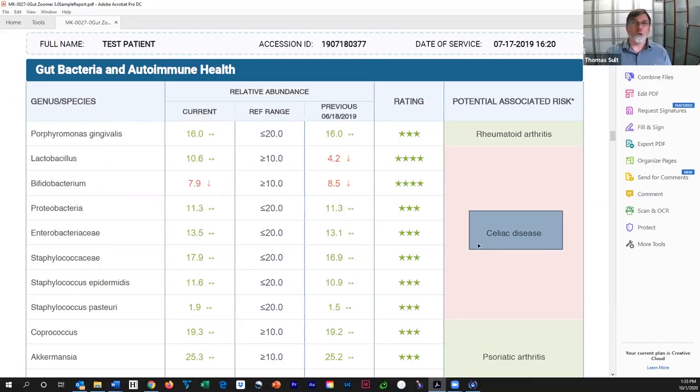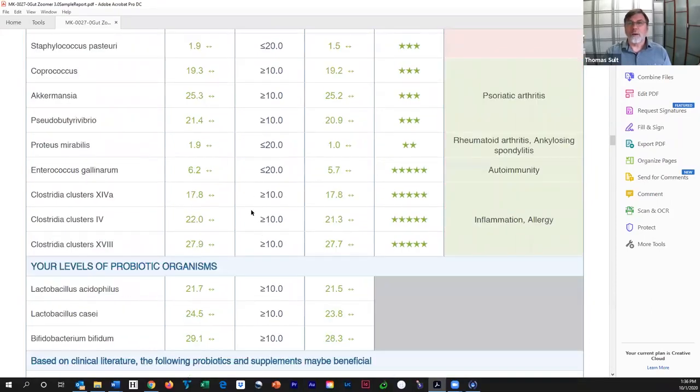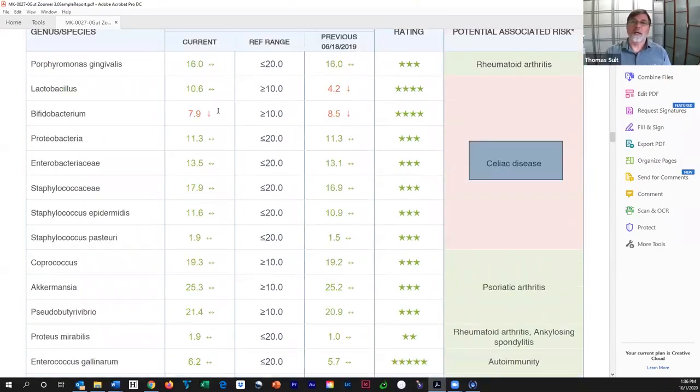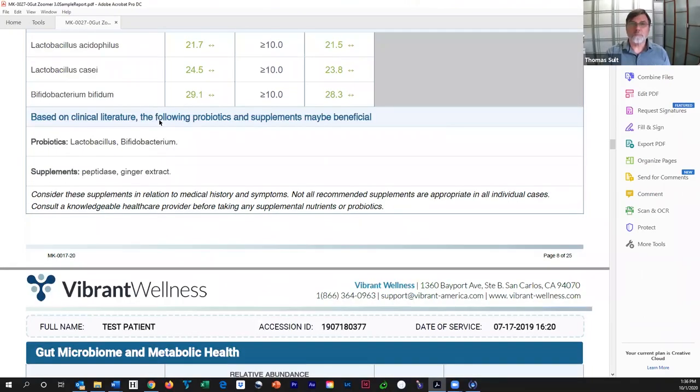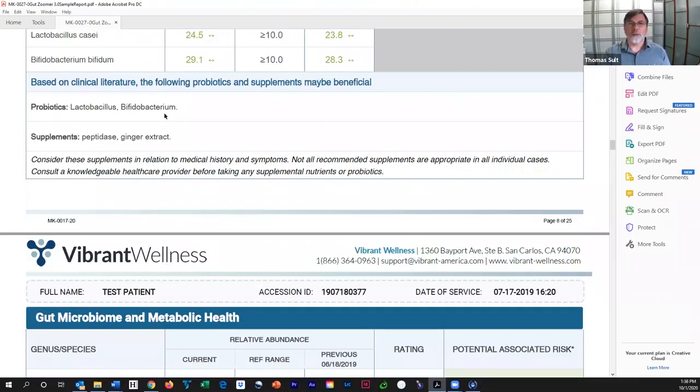Now, if you don't have the genetic predisposition for celiac disease, it really doesn't matter what your gut microbiome is, you're not going to get celiac disease. However, if you have celiac disease and you have this bug not sufficient, doing things to make it sufficient will likely make your celiac disease less severe. All right, and again, based on clinical literature, the following prebiotics and supplements may be helpful, and here they are.